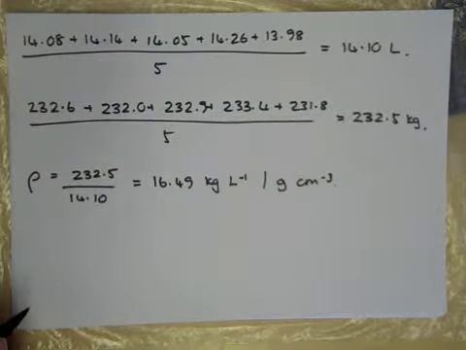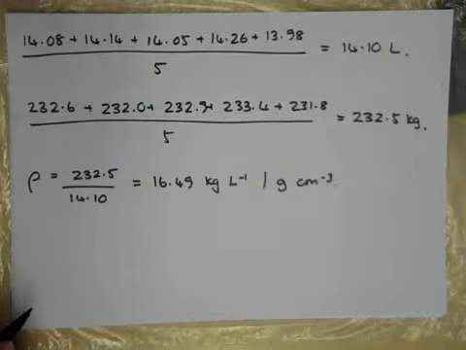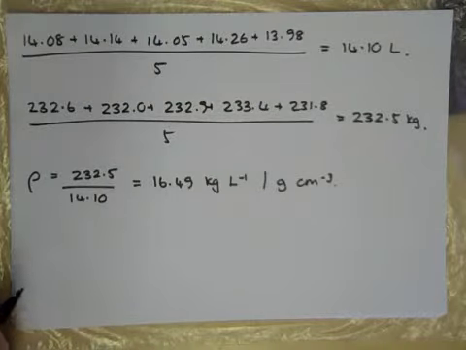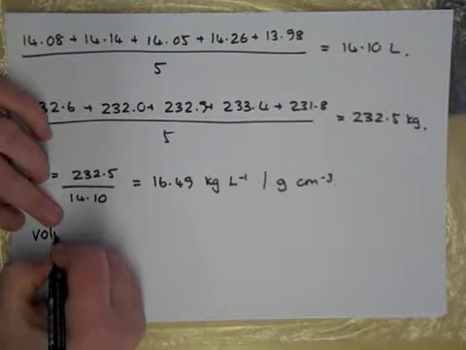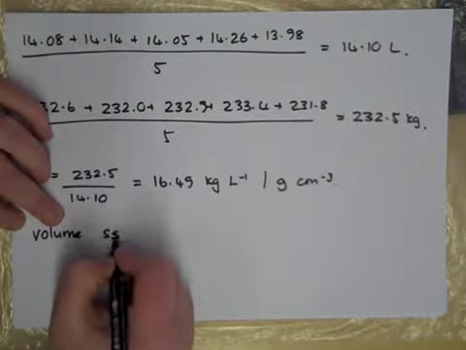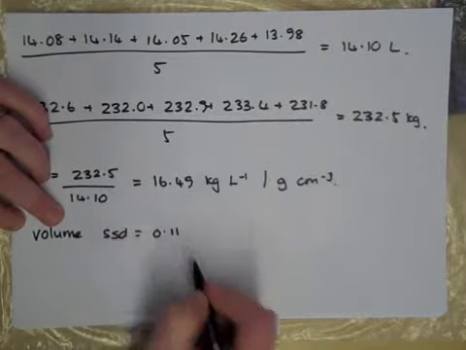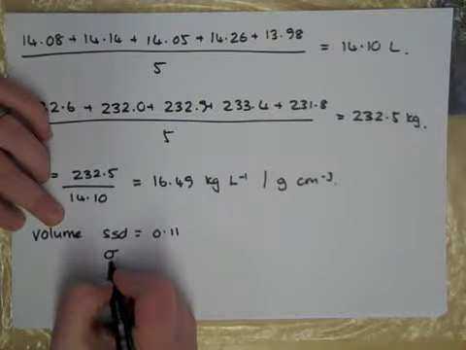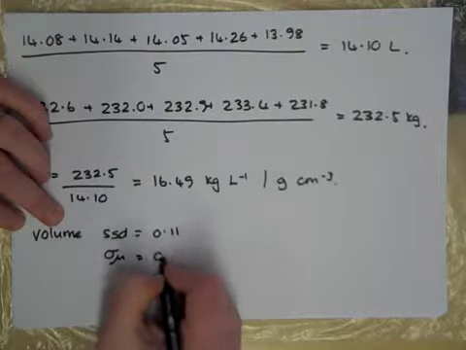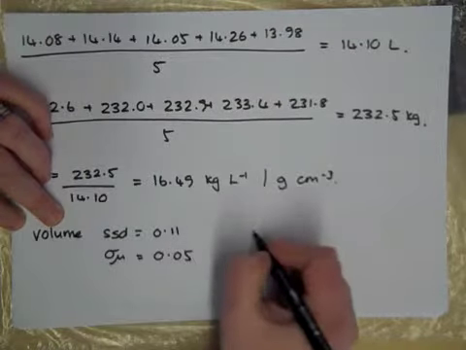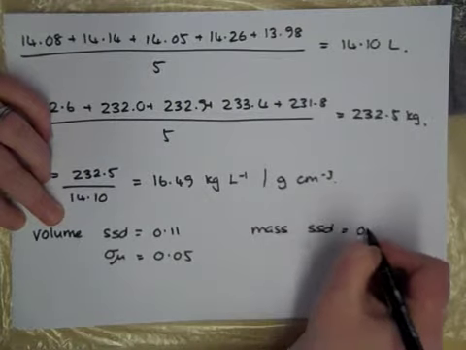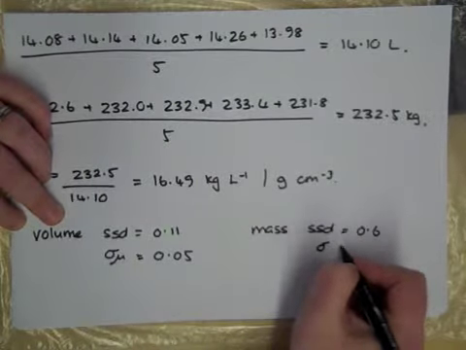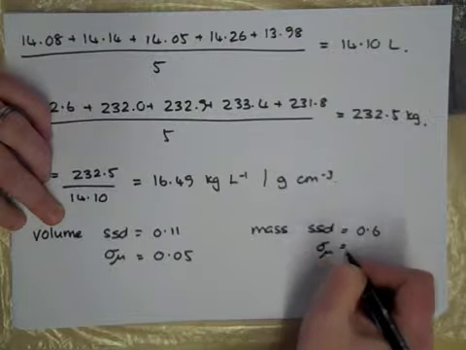At this point, I'm not going to show how to work out the standard deviation. We want the sample standard deviation because the sample is quite small, and I'm not going to show you how to work out the standard error. But for the volume, the sample standard deviation is equal to 0.11, and the sample standard error is equal to 0.05. And for the mass, the sample standard deviation is equal to 0.6, and the sample standard error is equal to 0.3.